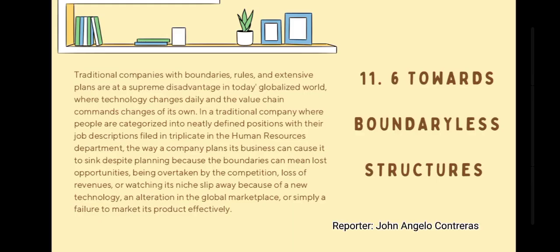Towards boundaryless structures. Traditional companies with boundaries, rules, and extensive plans are at a supreme disadvantage in today's globalized world, where technology changes daily and the value chain changes of its own. In a traditional company, people are categorized into neatly defined positions with their job descriptions filled in triplicate in the human resource department.